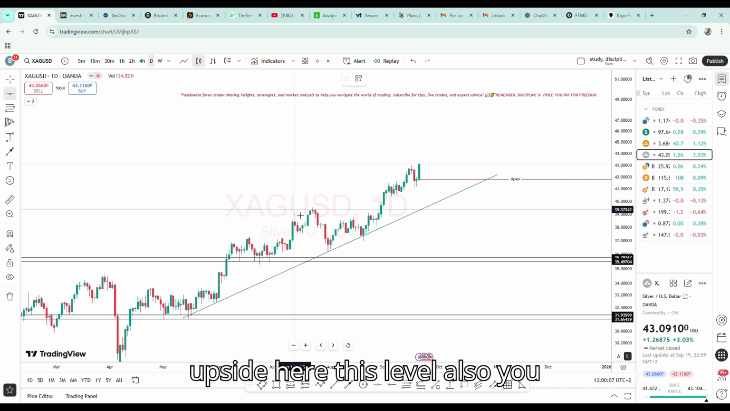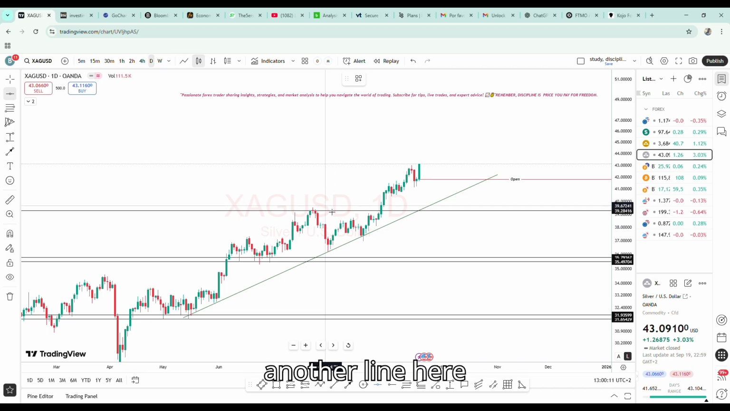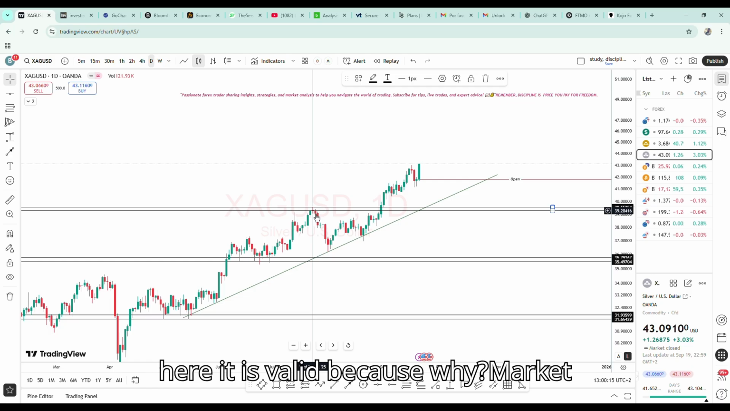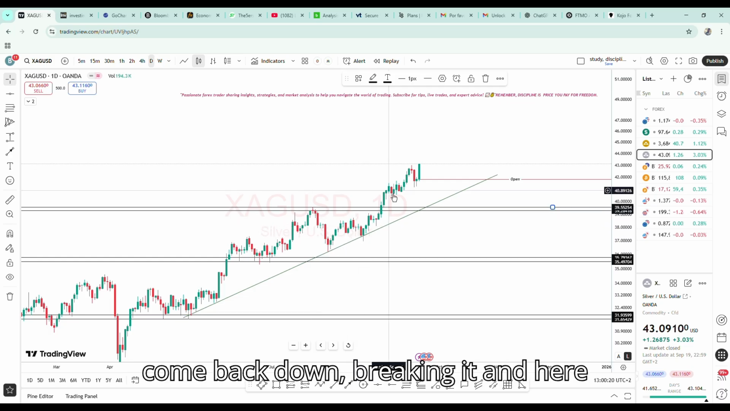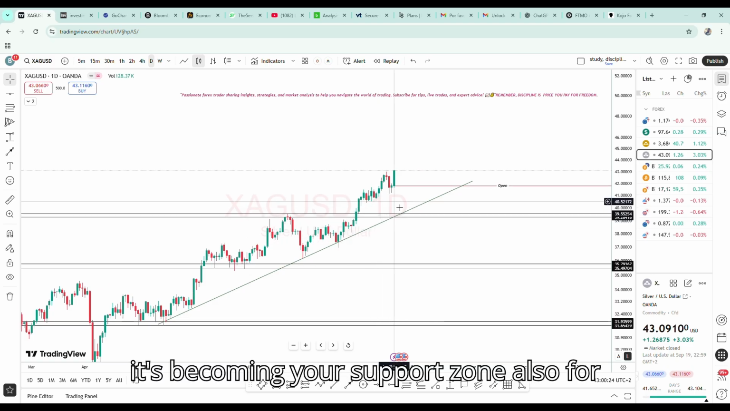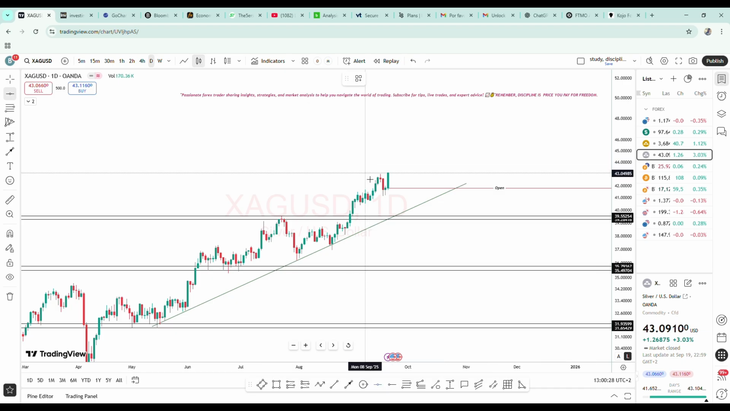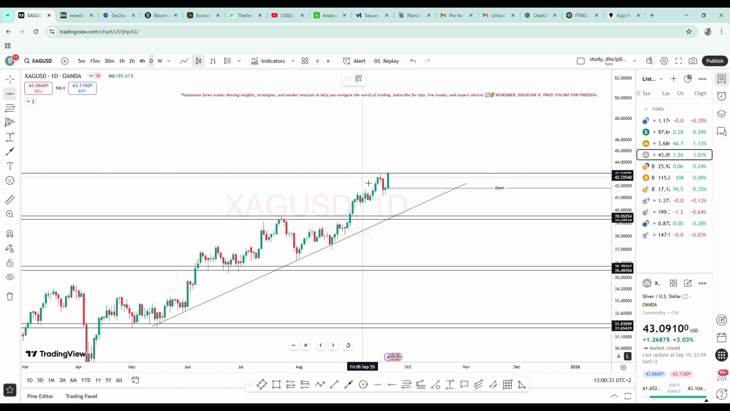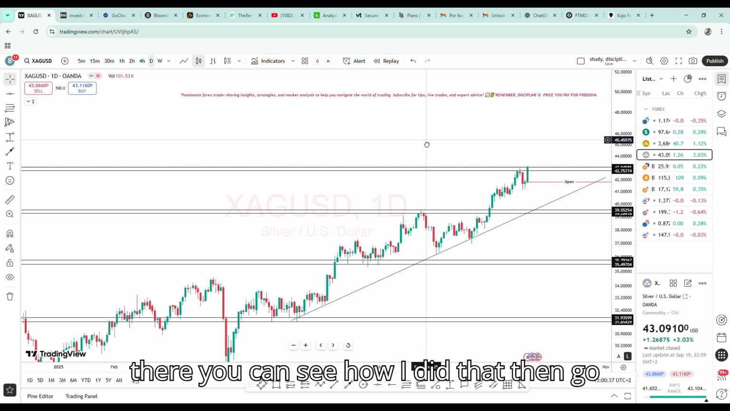Here, this level also, you can draw it. I can draw another line here. Here it is valid because why? Market touched here, came back down, breaking it, and here is becoming your support zone also for this market right now. And then to the highest level above, you want to put on your resistance level right there. You can see how I did that.